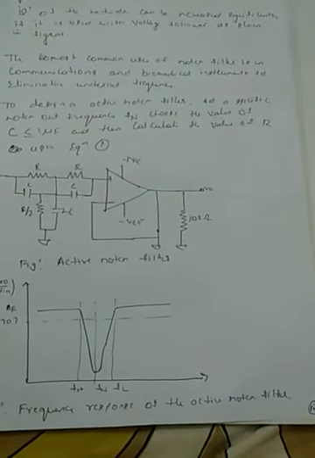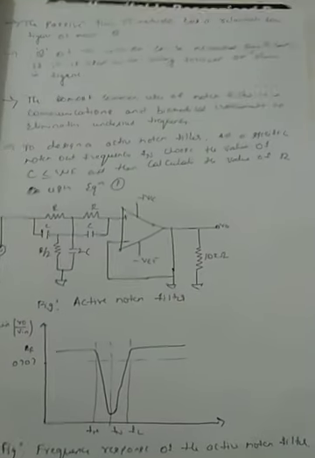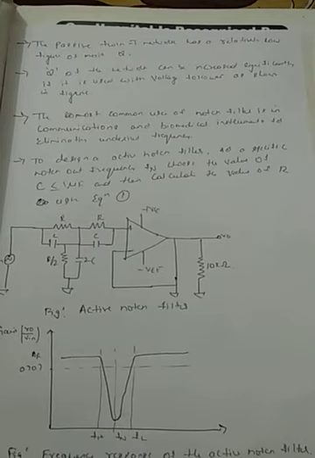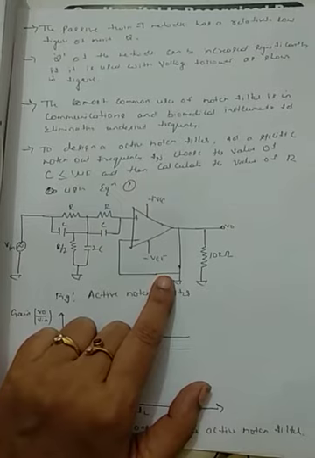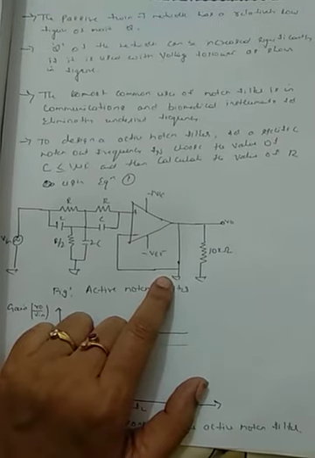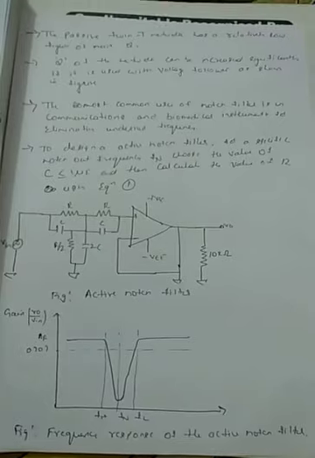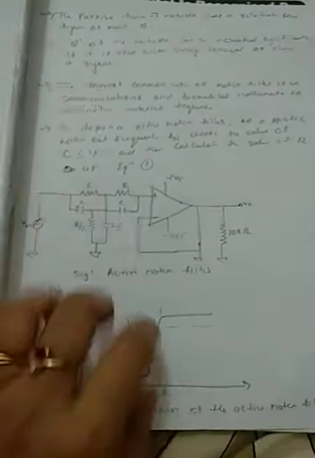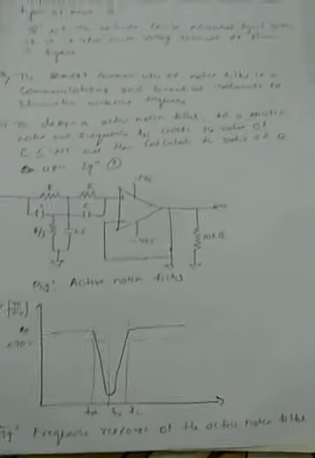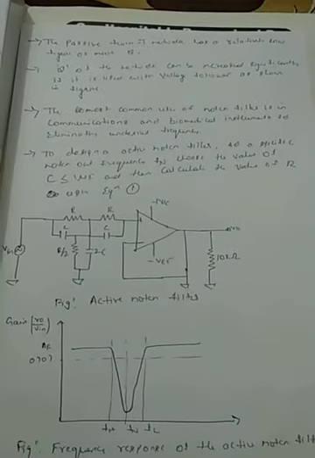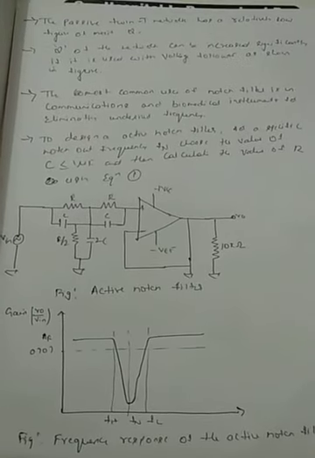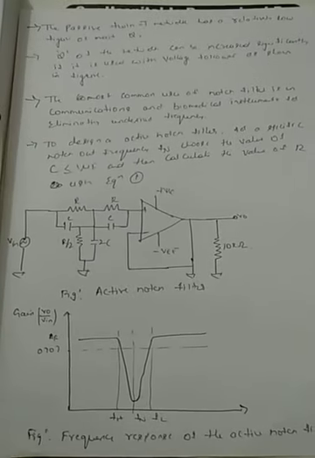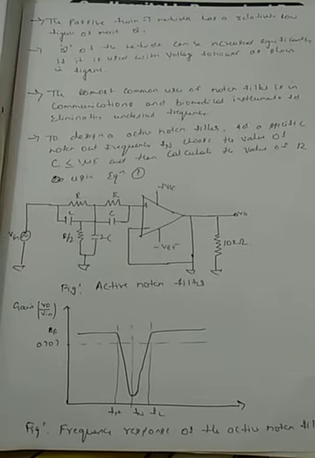The Q of the network can be increased significantly if it is used with a voltage follower as shown in the figure. So we can increase the Q, that is the quality factor of the filter, by using a voltage follower circuit like this. This notch filter, or narrow rejection filter, is mostly used in communication and biomedical instrumentation for eliminating undesired frequency, that is, a frequency which is not useful. For such applications we use a notch filter.